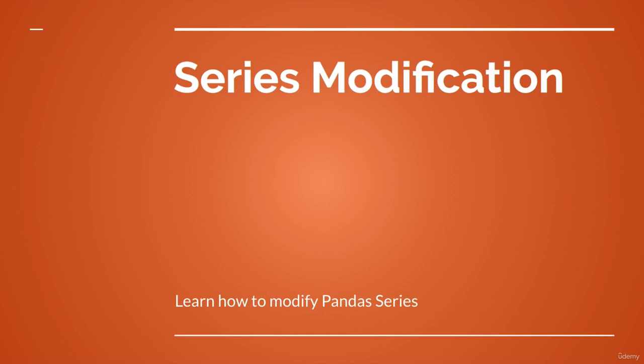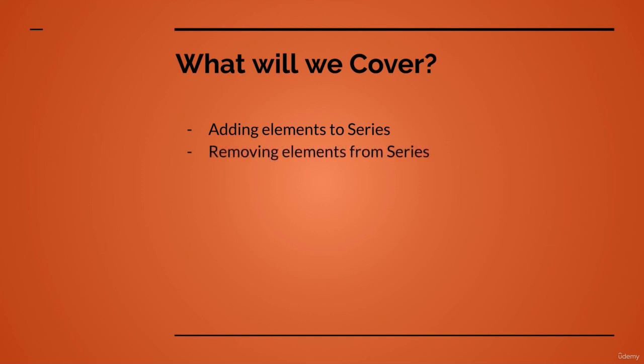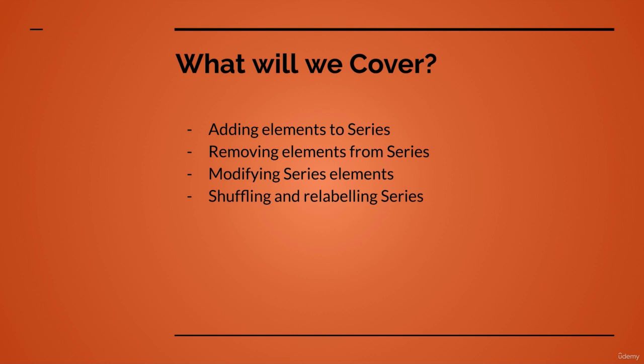Now that we've learned how to retrieve elements and properties of series, we'll learn how to modify them. This could be modifying the values or the general structure of a series. So we'll first cover adding elements to series and removing elements from series, and then we can cover modifying the series elements. This could be changing individual values or multiple values using slicing techniques. And finally, we'll work on shuffling and relabeling series. So let's head on over to Google Colab now.